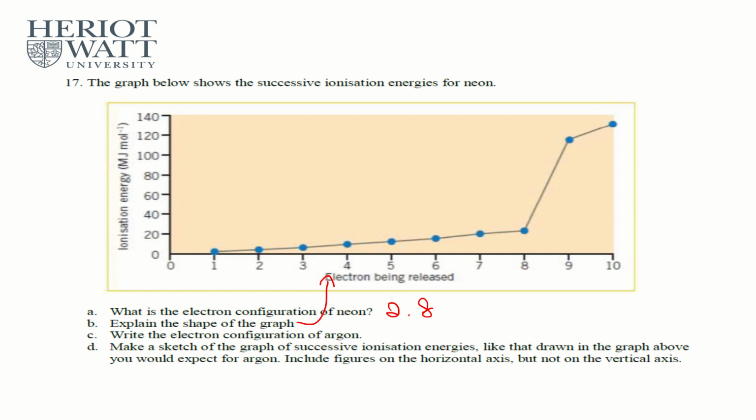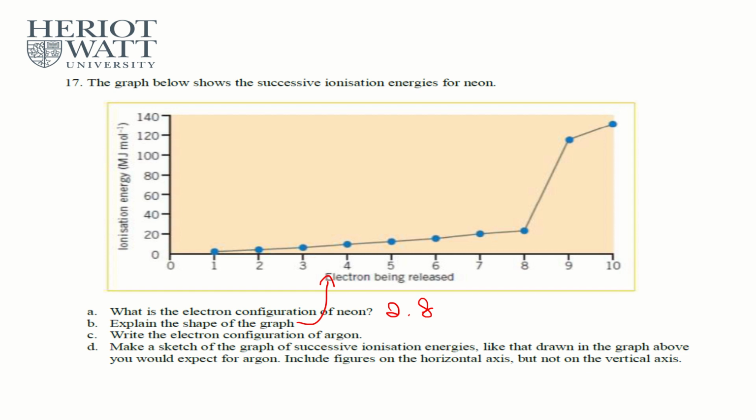And why is there a big jump there? Very simple. Still remember that? Whenever there is a big jump, it means the first 8 electrons are being removed from the valence shell. The ninth electron is being removed from the inner shell, which experiences a stronger effective nuclear charge, stronger attractions. Therefore, there's a big jump.